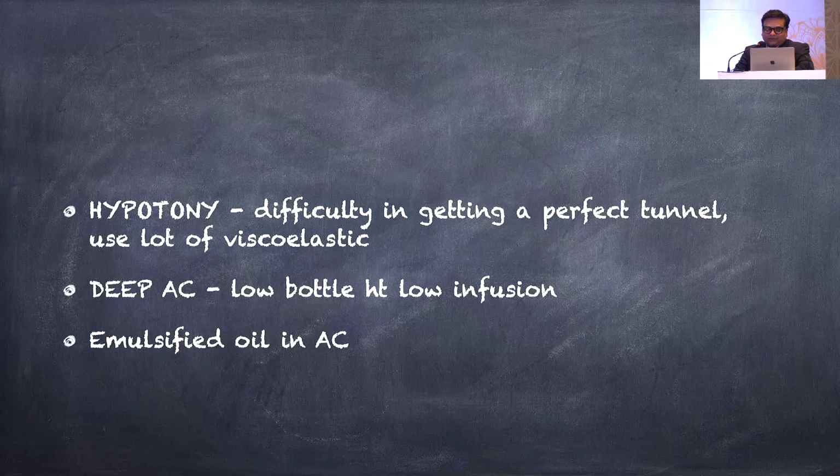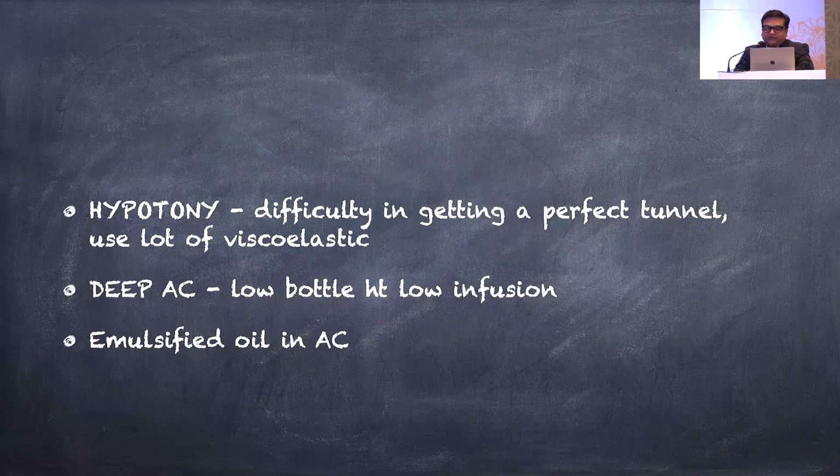Hypotony is a very tricky situation in these cases, especially if it's a vitrectomized eye and there is no oil inside, just a vitrectomy done. So intraoperative and postoperative hypotony are very, very common. You have to have a perfect tunnel and use liberal viscoelastic. This will maintain the anterior chamber very well. Titrate your flow in such a way that there is not much AC fluctuation.